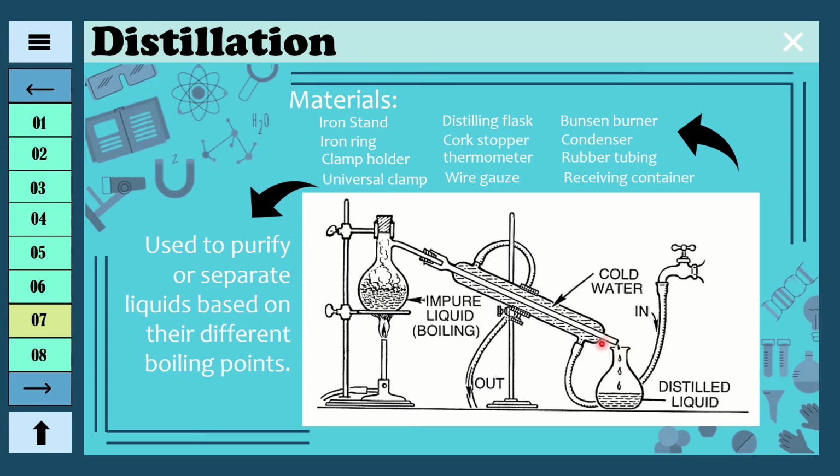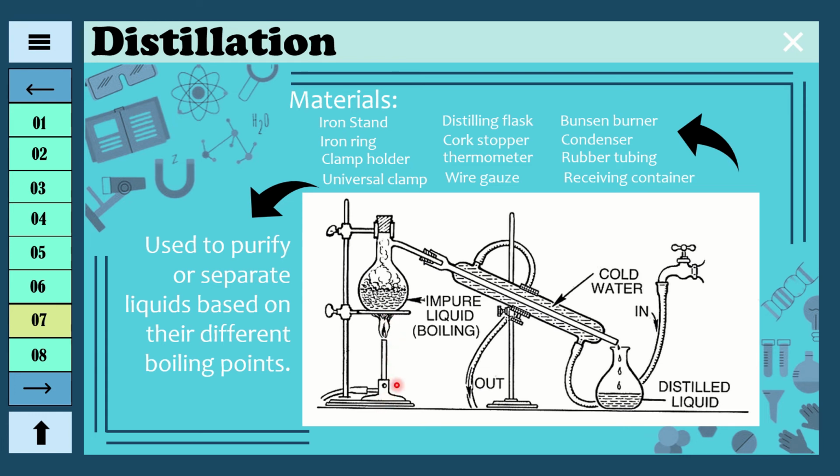Next, connect the rubber tubing to the condenser to provide the water. The inlet from the water supply, this one, should be on the lower end, and the outlet to the sink, or where the water goes out, should be on the upper end, just like here. We call these two the water in and water out.